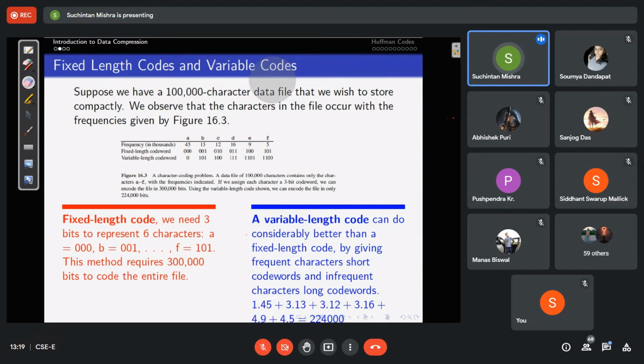Now, with this information, let us look at this table. So this table says that this is the symbol, and in the file, how many times it is occurring. If it is a 100,000 file, suppose I have a character file like this. In this character file, what is the frequency of A? What is the frequency of B? What is the frequency of D?